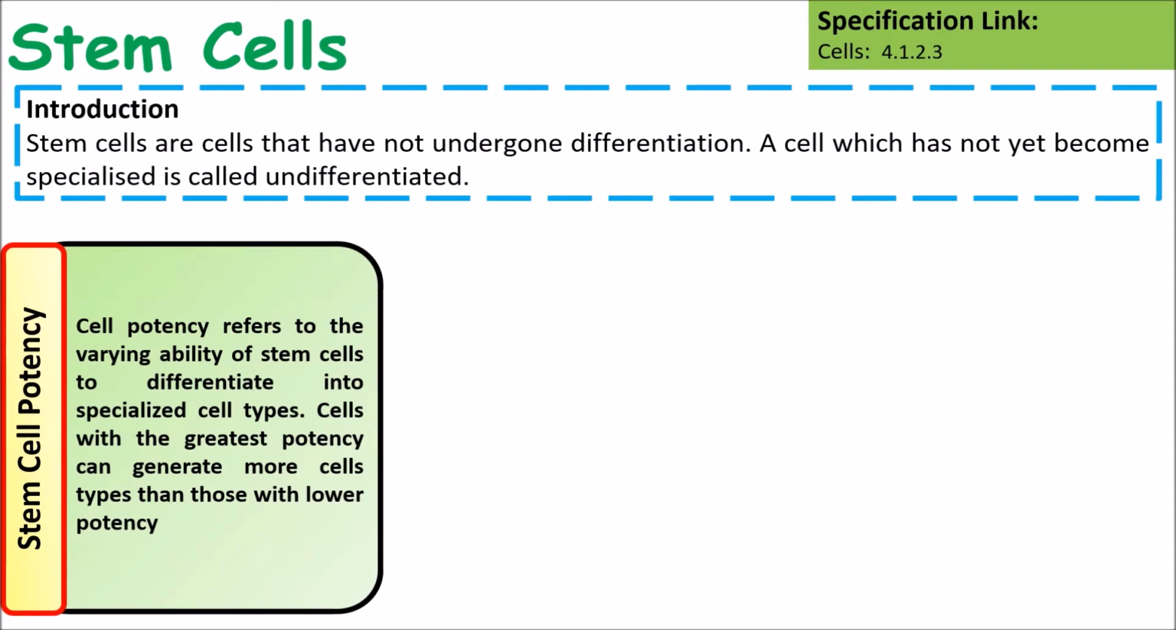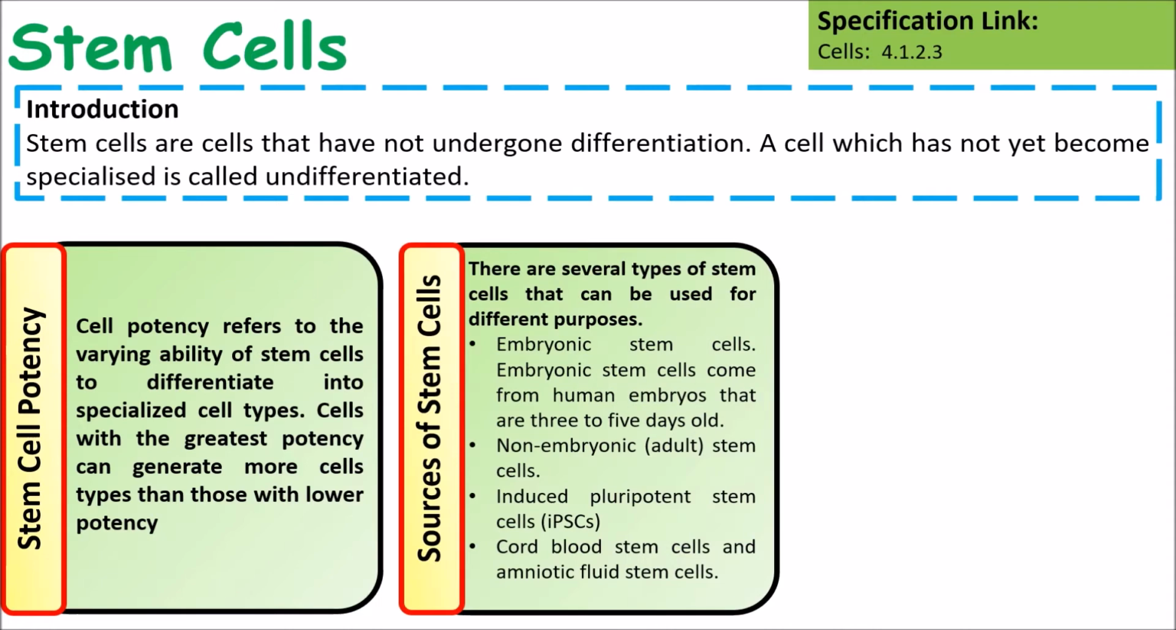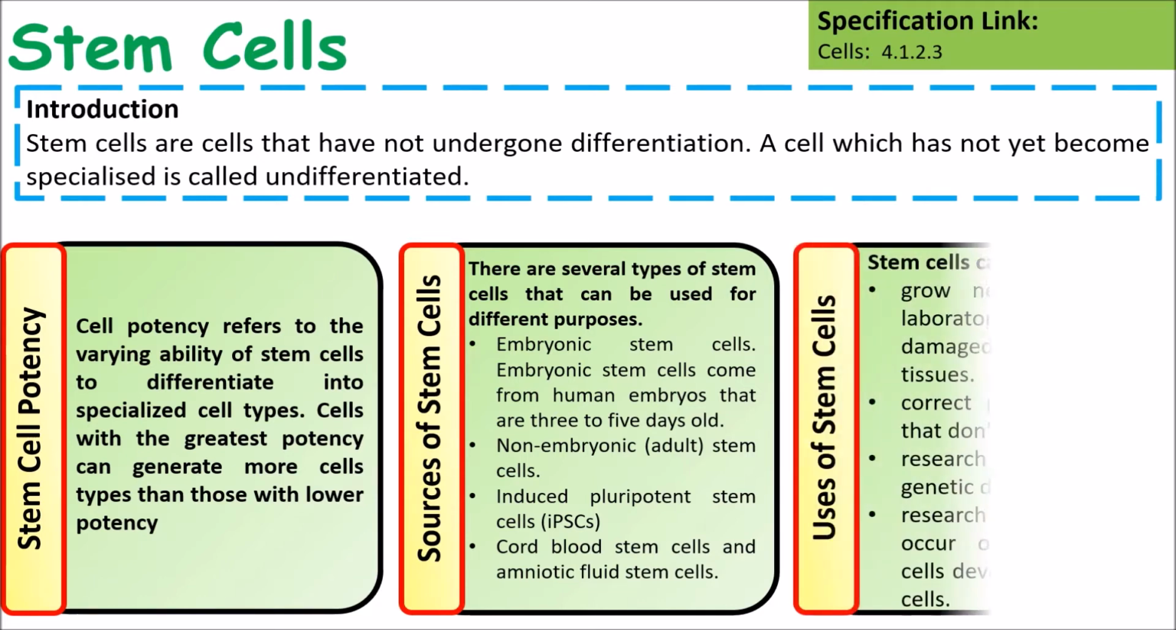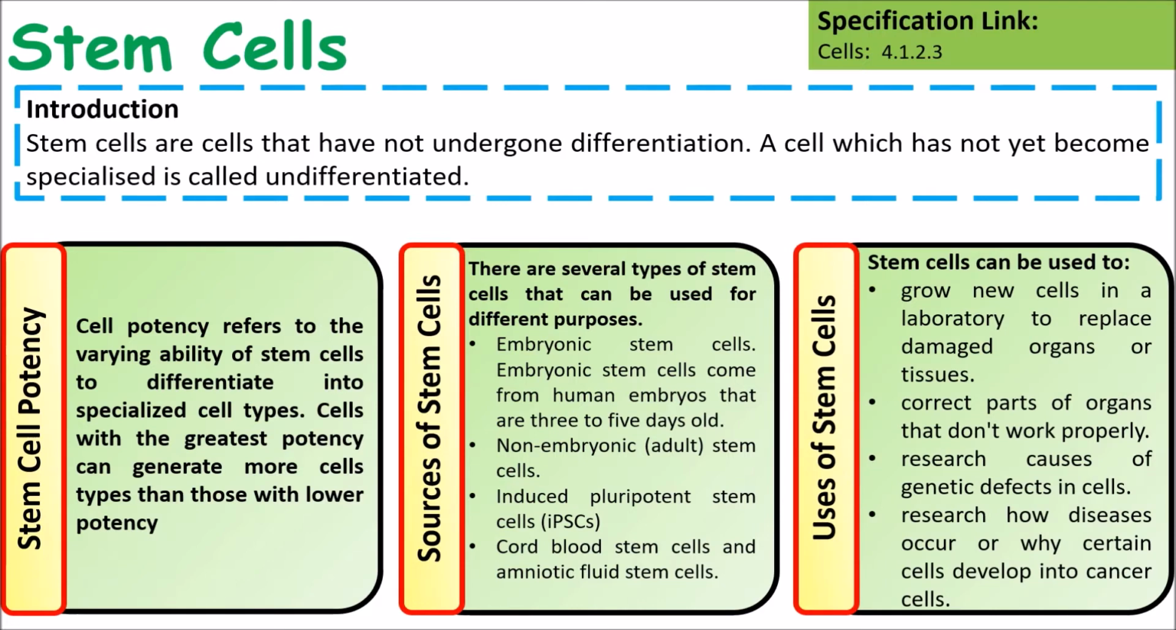So things that we need to consider: stem cell potency. This just refers to the ability that a stem cell has to differentiate into a number of different types of cells. Sources of stem cells. So this is places like embryonic stem cells or places where we find adult stem cells. And some of the uses of stem cells, this is how they can be used in laboratories or experimental uses where they can be used to regenerate organs and help with other clinical problems that a person might have.